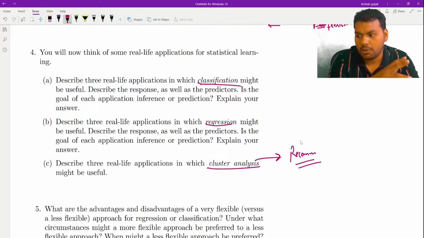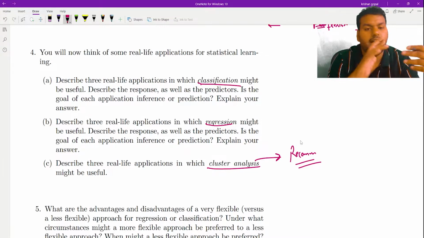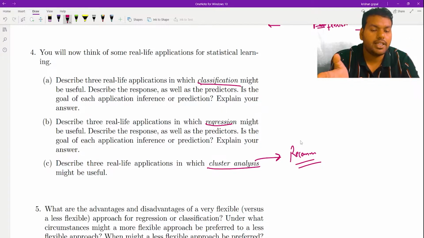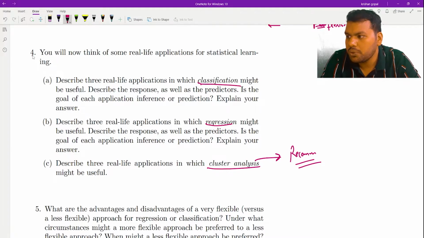You can think about two more applications. For regression, house price is one of the easiest problems. Any continuous variable you think of will be a regression problem, and a discrete variable is a classification problem. Say airline satisfaction, people are satisfied, neutral or dissatisfied, this is a classification problem. So this fourth question is completely for you to think about. You can make any example.